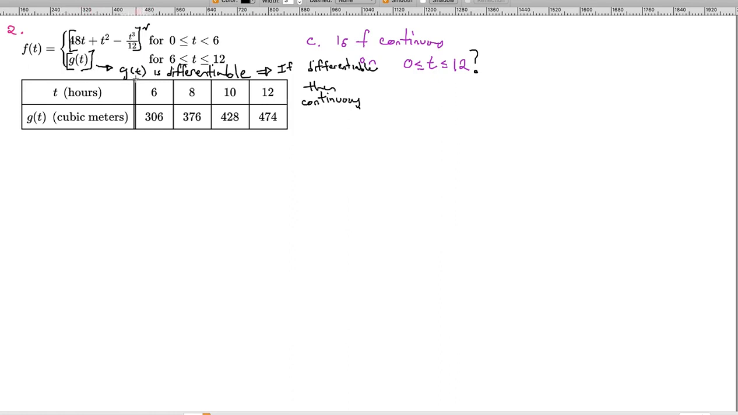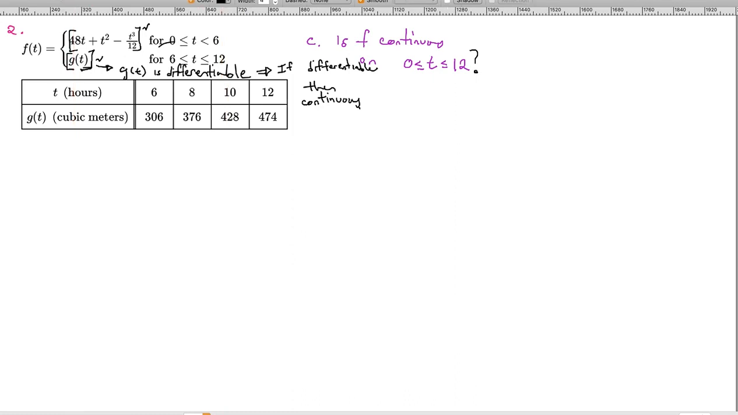Now, the trick is that you want to see, okay, you know this piece is continuous and you know this piece is continuous. You want to make sure that when f switches from its top piece to its bottom piece, that it doesn't break that continuity. You want to investigate what happens at t equals 6. Because if f is continuous at 6, then f is going to be continuous everywhere. Because this piece is continuous where it's defined, and then this piece is continuous where it's defined. Therefore, the only thing that you need to make sure is that these two pieces match at the same value, that there's no break. So what does that look like?